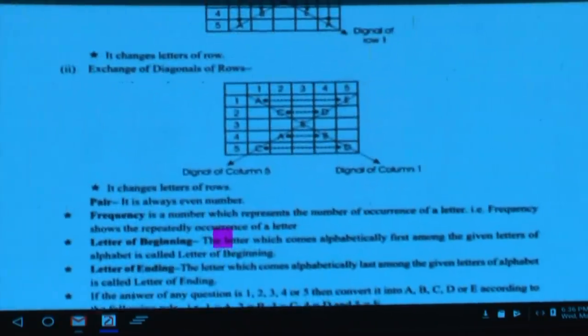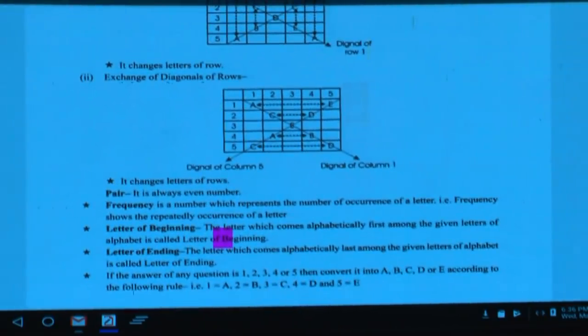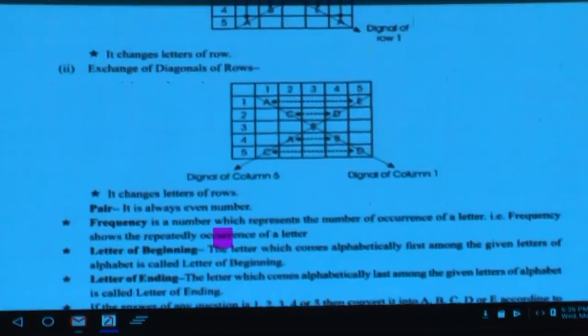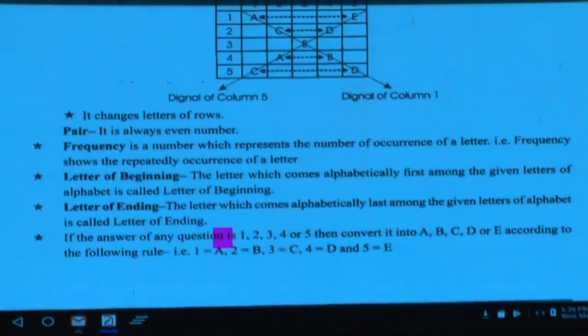Now we have to go through the instructions regularly, because in the examination it is not possible for us to go through the instructions, isn't it? Hence, while practicing itself, you must be very thorough with these instructions, because the instructions will be the same in all the given examinations.